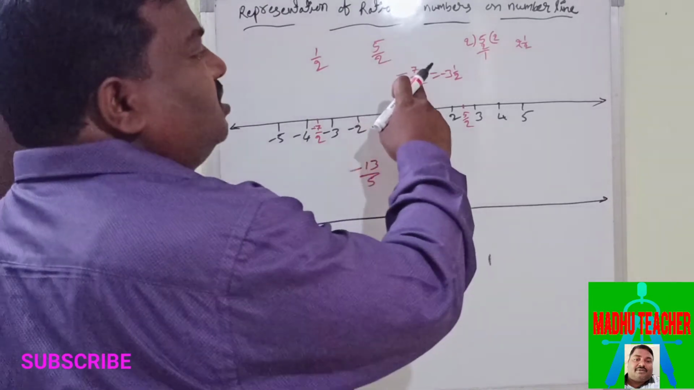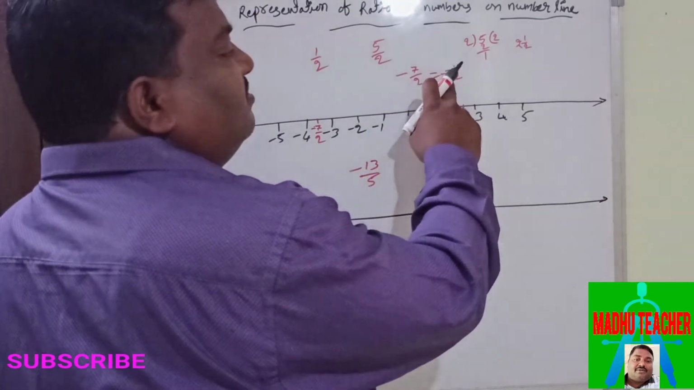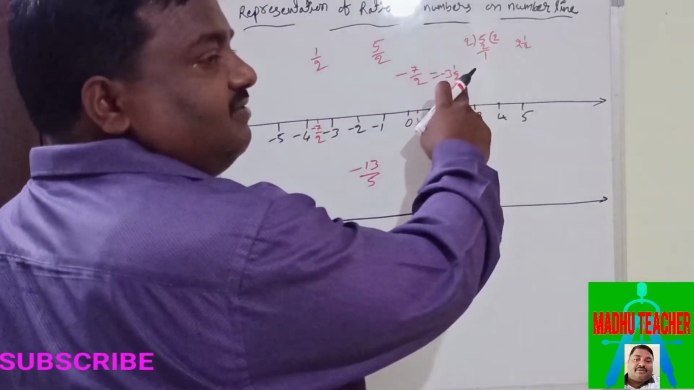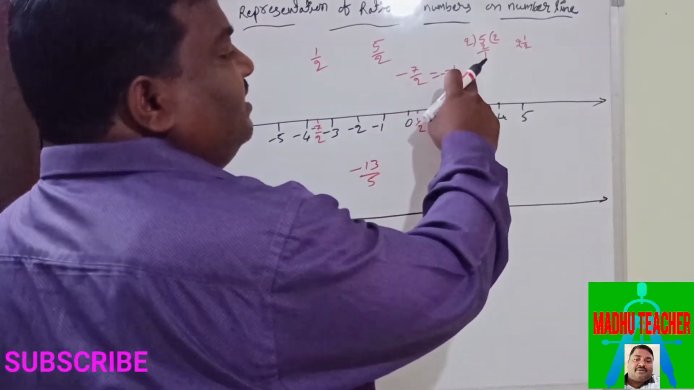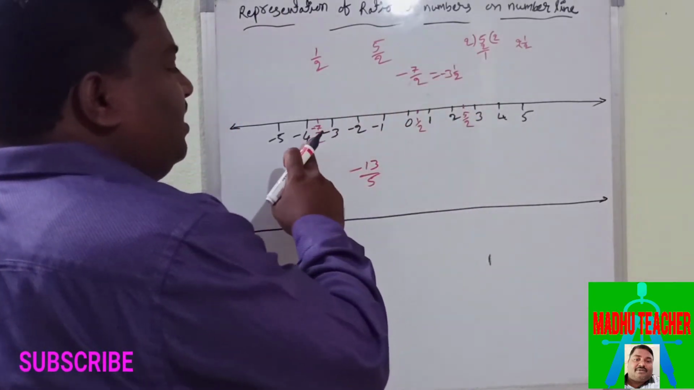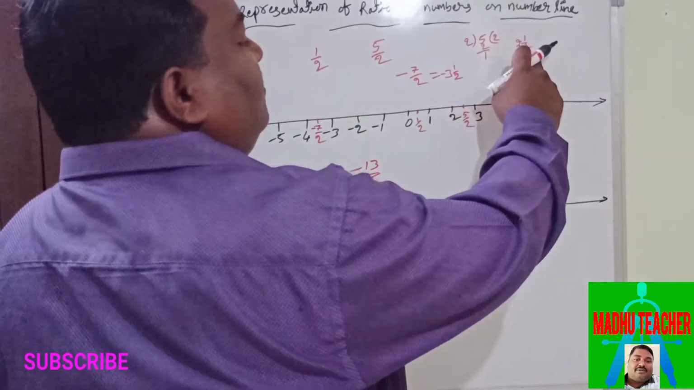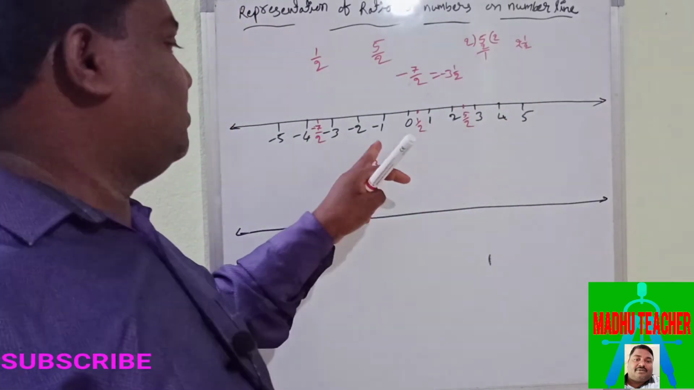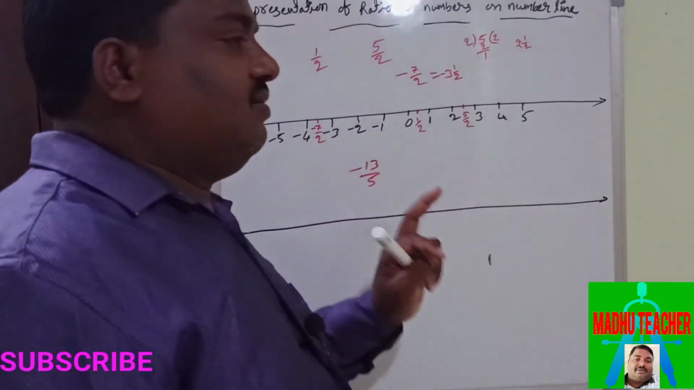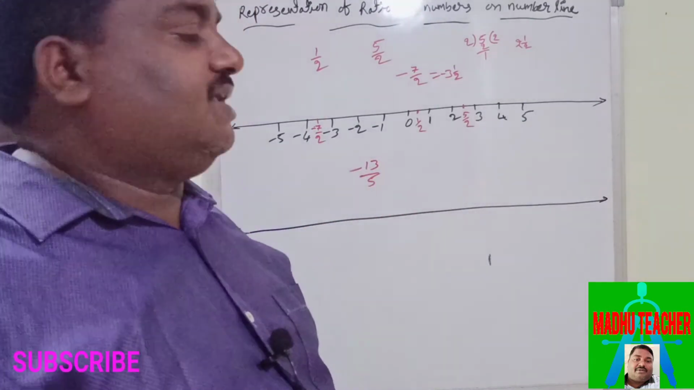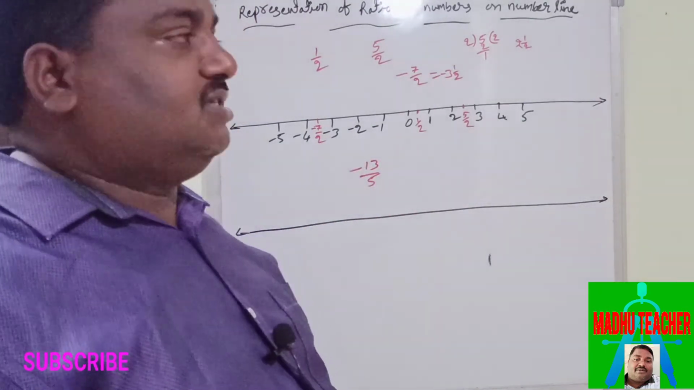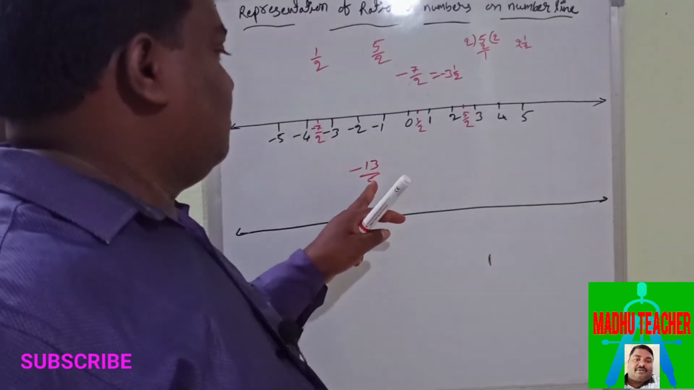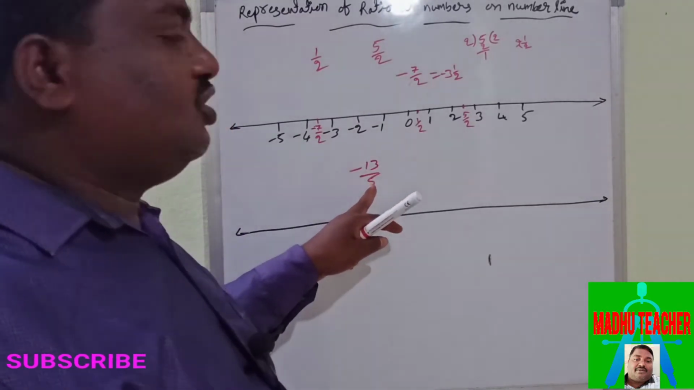As we saw, -7/2 means -3.5. 3.5 means it lies between 3 and 4. 2.5 means it lies between 2 and 3. Like this, first of all you have to decide the position of -13 by 5, that is, where it lies.